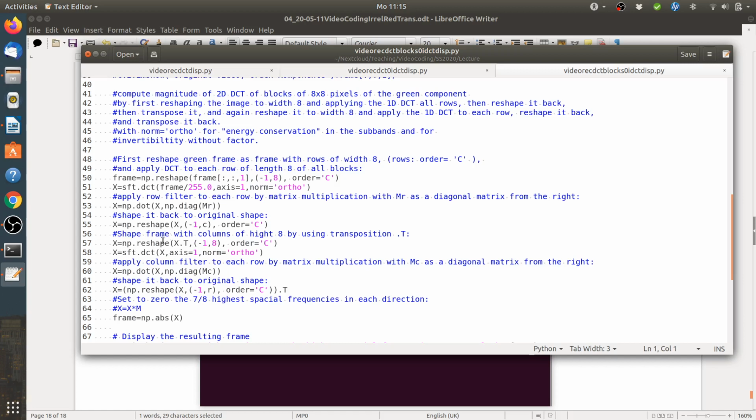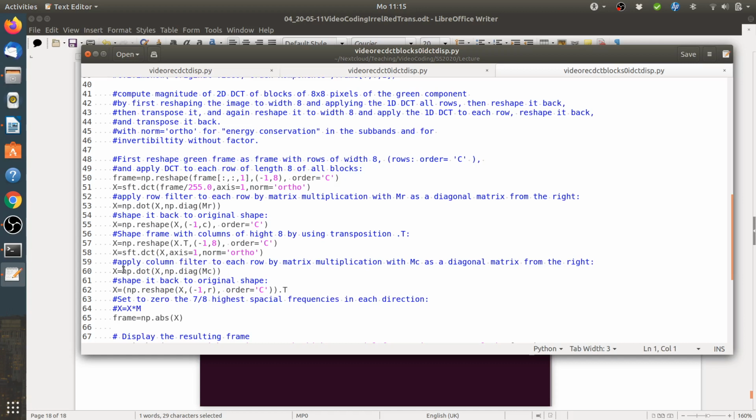Here I'm transposing the image xt. Right here I have xt instead of x. And again, in this transposed image, now the columns become the rows, and again I make rows short, length 8, and apply the DCT to each row.